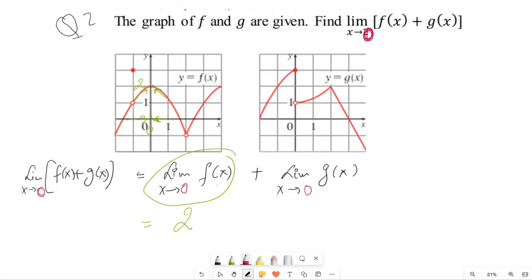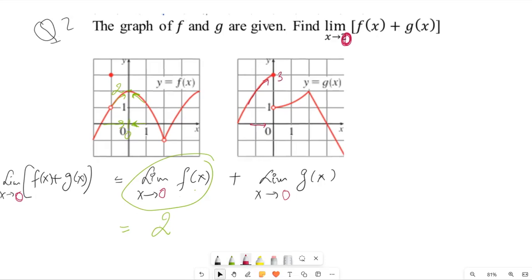Let's talk about g of x. As x approaches 0 from the left, the function approaches which number? 3. But as x approaches 0 from the right side, this new function is approaching 1. So the left and the right limit for g of x at 0: the left limit is 3, and g of x's right limit at 0 is 1. These are not equal to each other.